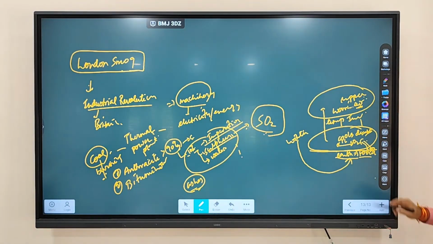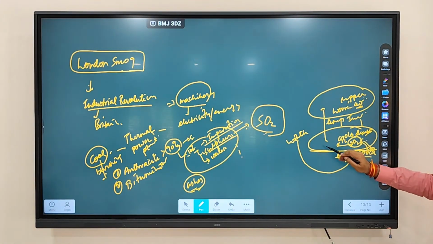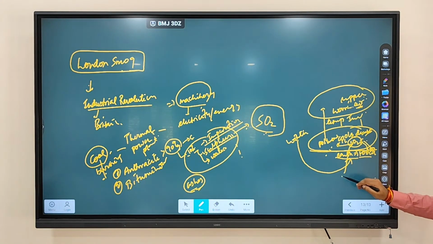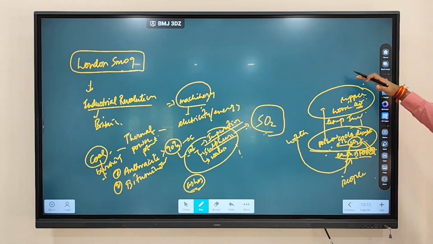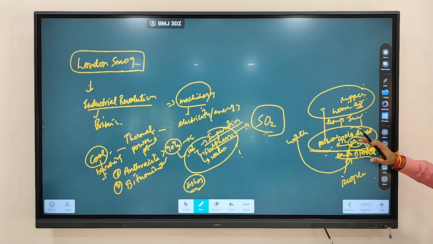When this air does not rise up, what will happen? All the sulfur dioxide or pollutants being released are close to the surface, and they are going to be inhaled by the people. Why are these pollutants not going up? Because of temperature inversion, this layer becomes colder. So the air will not rise up. It will remain at the ground, and people will start inhaling the sulfur dioxide.